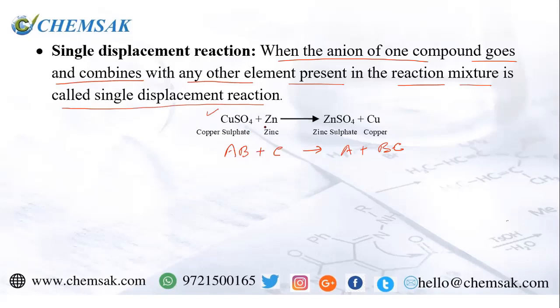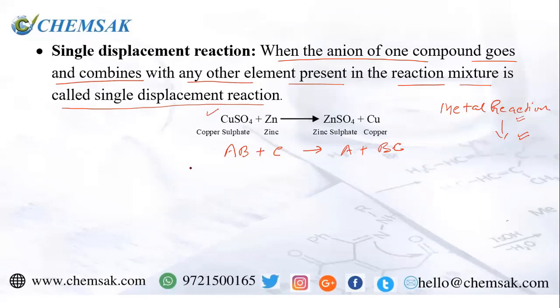A highly reactive metal can displace a less reactive metal. Okay, in the metal reactivity series, lower side metals are least reactive and upper side metals are more reactive. Then an upper side metal can displace a lower side metal from its salt solution.